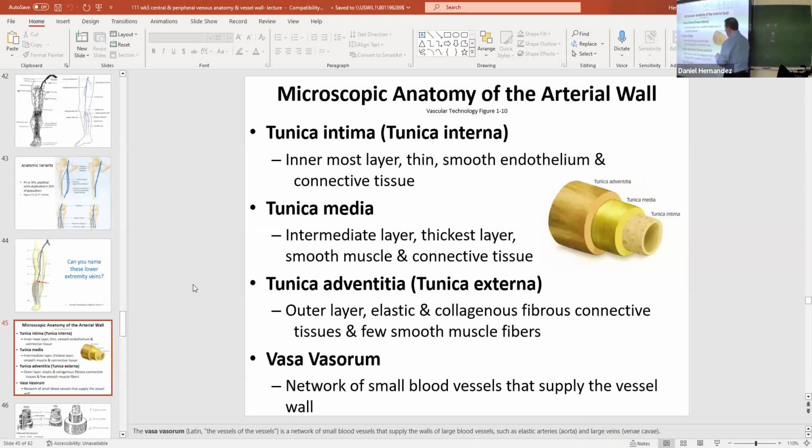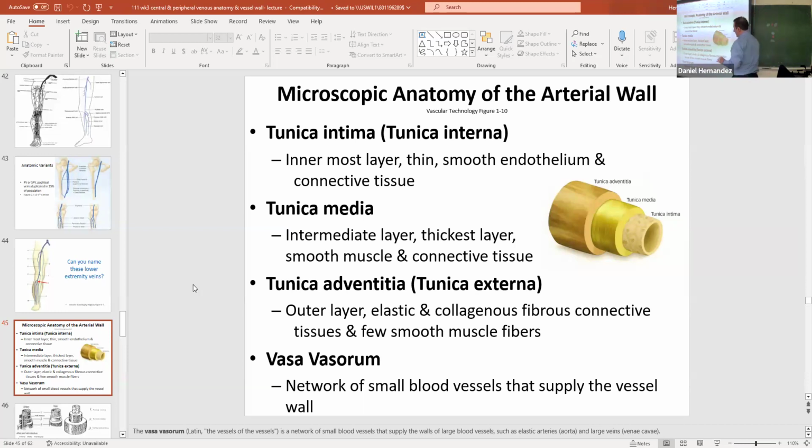The outer layer is the tunica adventitia. This is the most outer layer. It's comprised of elastic and collagenous fibrous connective tissue. This is also where the smooth muscle fibers are located.